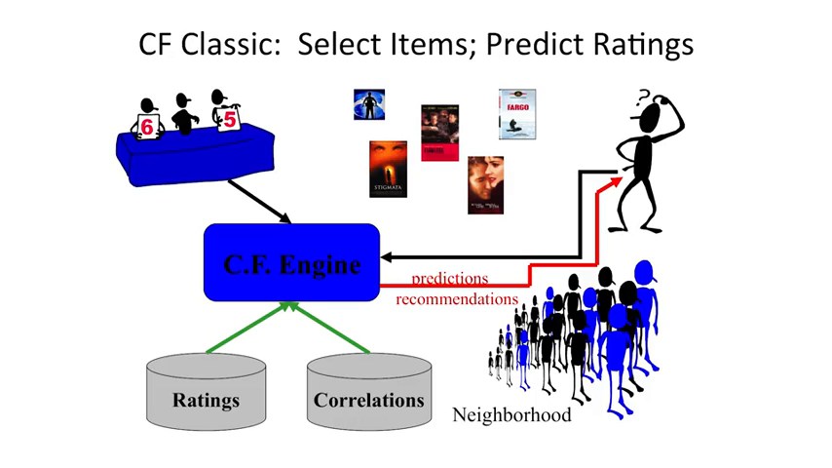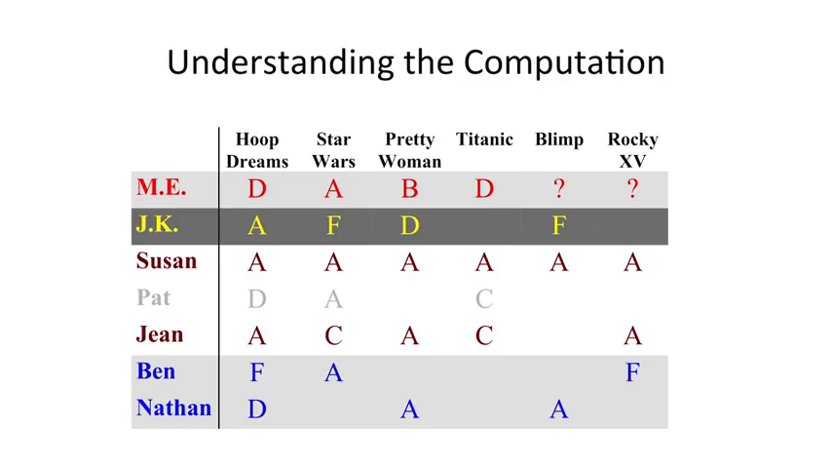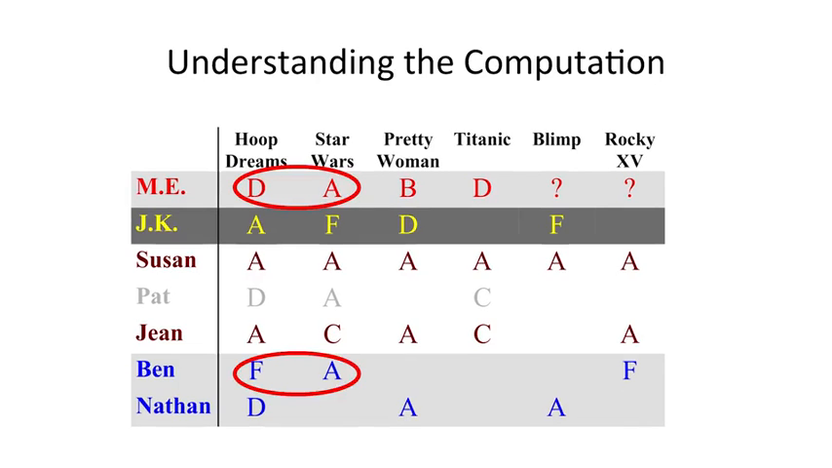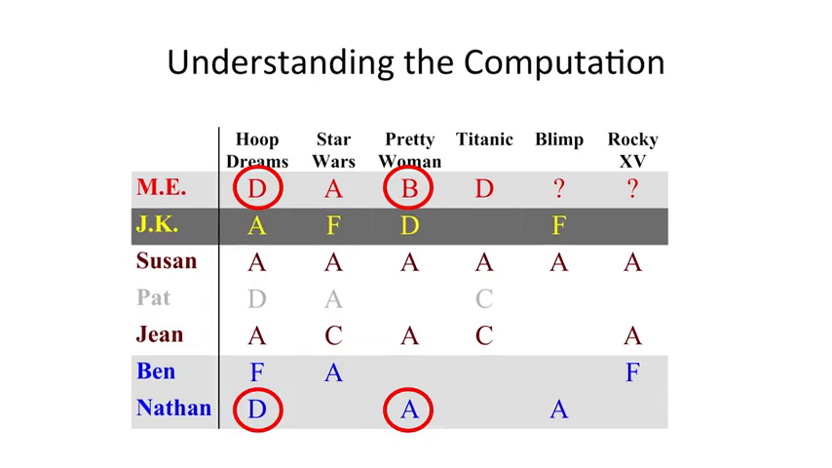So if it makes more sense to you to see this in a table rather than just a big blob of users, let's look at this set of ratings and say I'm trying to decide whether I want to watch Blimp or Rocky 15 tonight. So we're going to look for users that agree with me in our past ratings. And we see that Ben and I agree relatively well on a couple of movies that we've seen. And Nathan and I also agree, swapping out one of the movies.